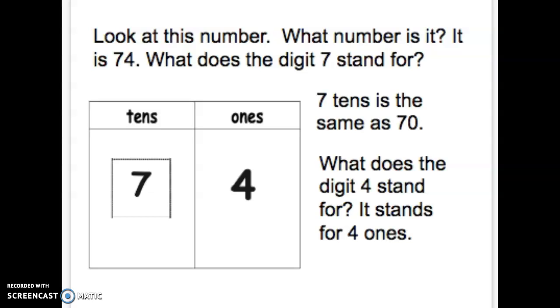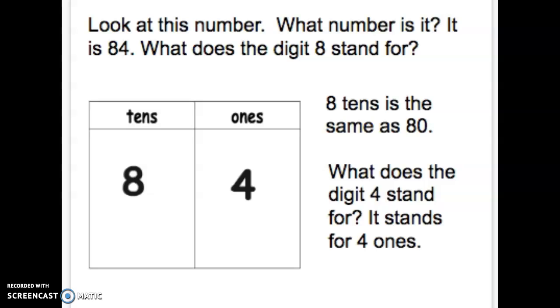Look at this number. What number is it? It is 74. What does the digit 7 stand for? The 7 stands for 7 tens, or is the same thing as 70. What does the digit 4 stand for? It stands for 4 ones. Look at this number. What number is it? This is the number 84. What does the digit 8 stand for? 8 tens is the same as 80. And the digit 4 stands for 4 ones.